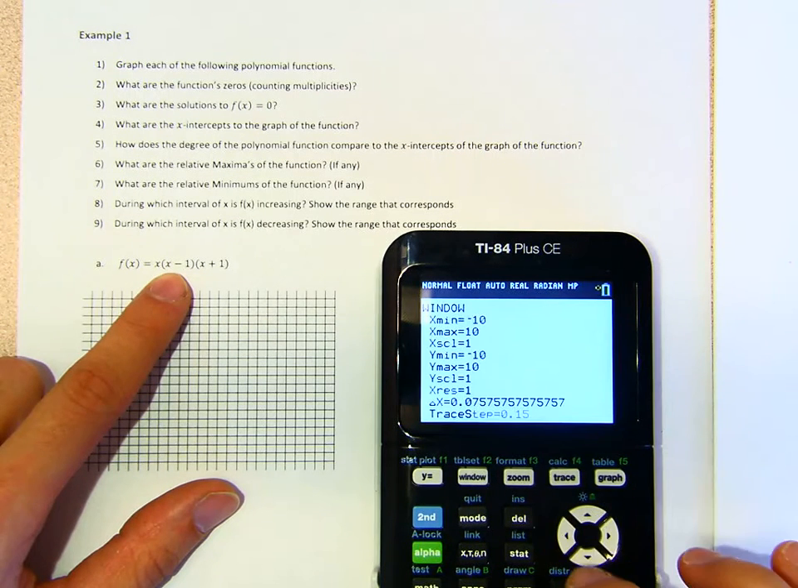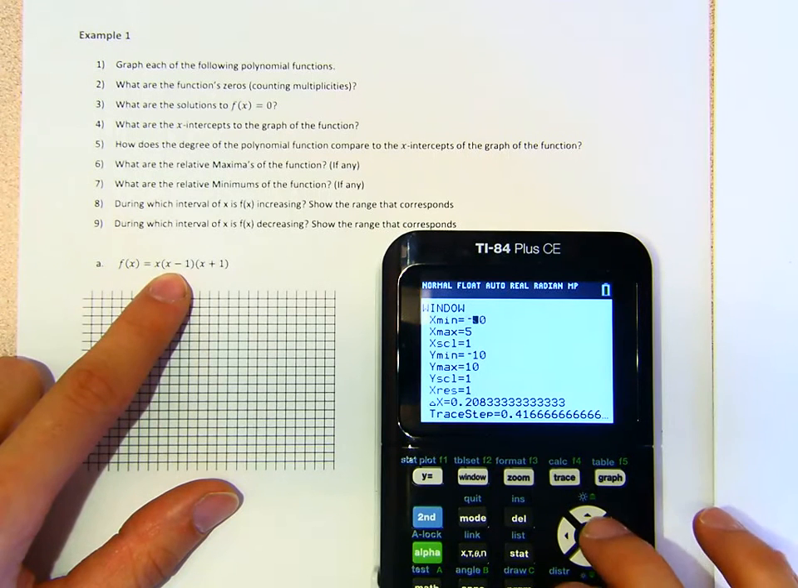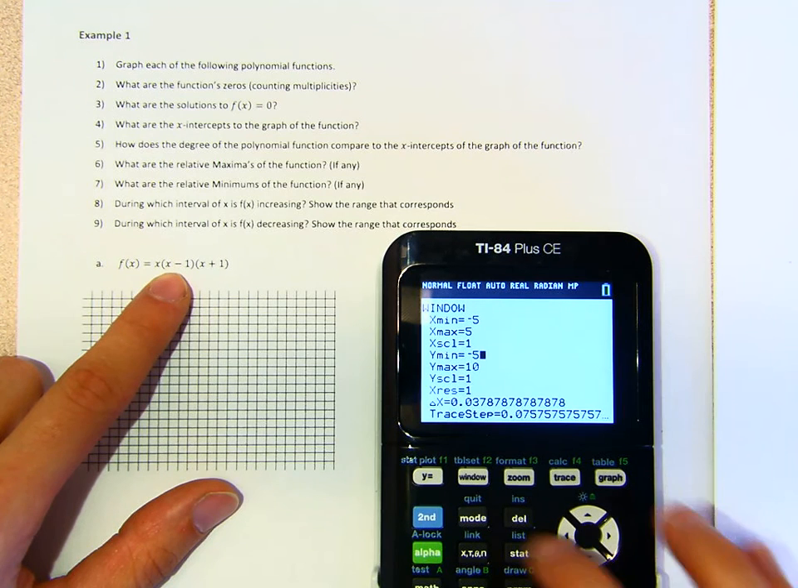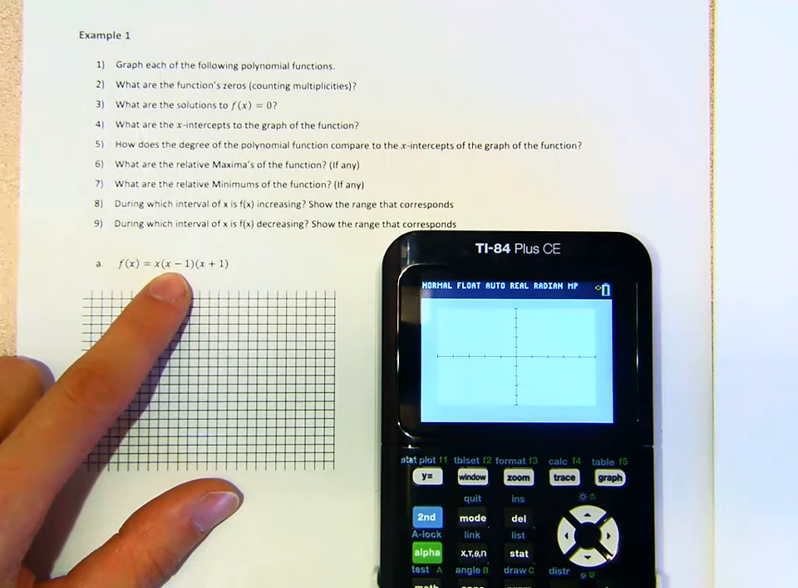And you know what I want to do? Maybe I want to make my window a little bit better. Let's make my x min -5, and this should be 5 over here. I'm sorry, -5 and 5, and if we hit graph, it looks a little nicer, right? Okay, so then this should be our graph.